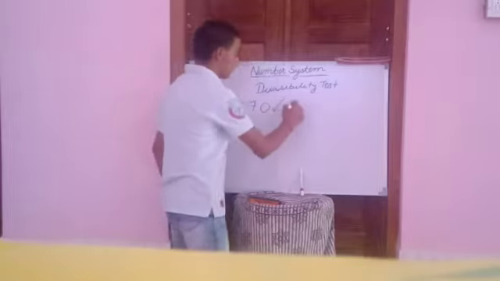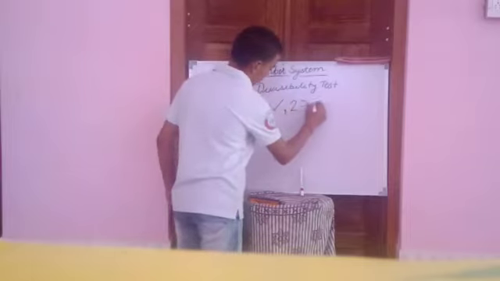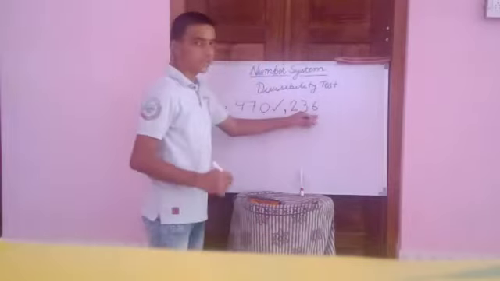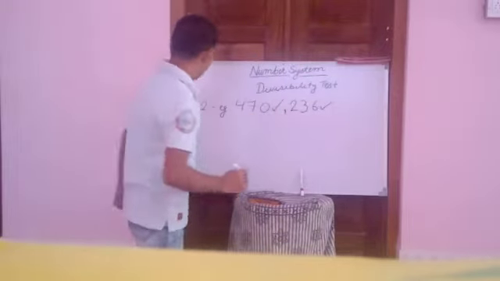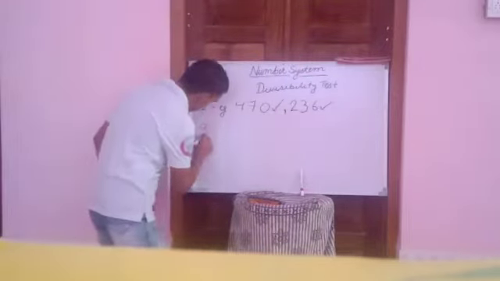Let's take another example. As this number is also ending with an even number, it is also divisible by 2. So let's discuss the divisibility rule of 3 now.